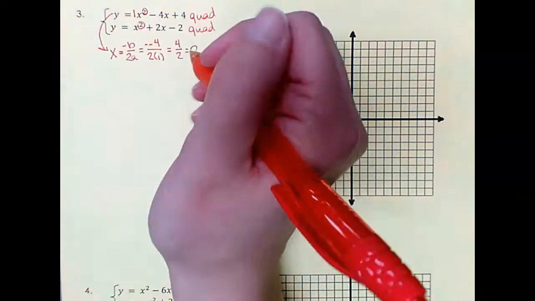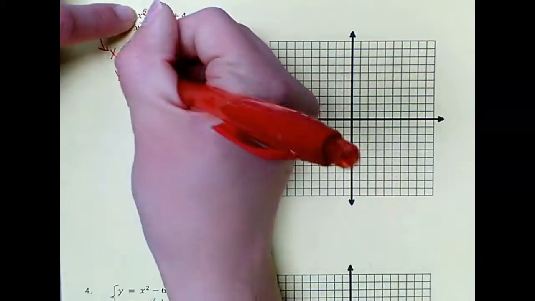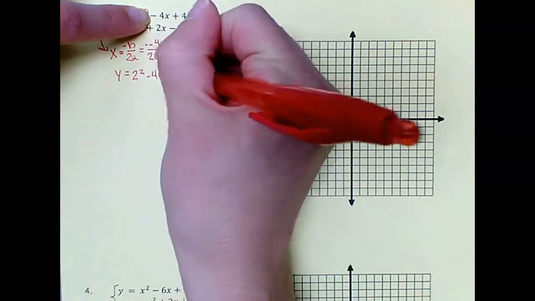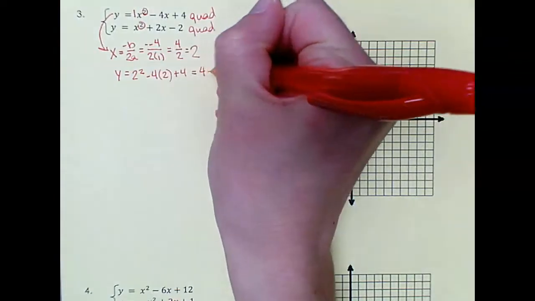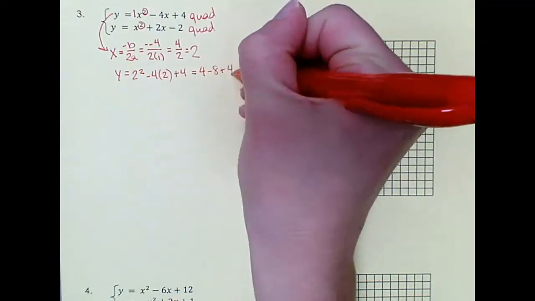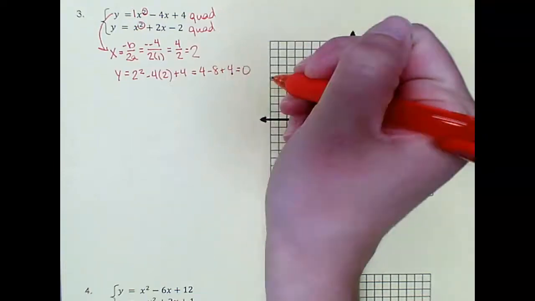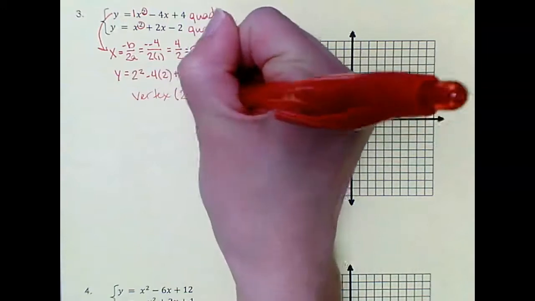So I'm going to go ahead and substitute 2 in place of x. I have y equals 2 squared minus 4 times 2 plus 4. So 4 minus 8 plus 4. 4 minus 8 is negative 4. Plus 4 is 0. So my vertex is at 2, 0.